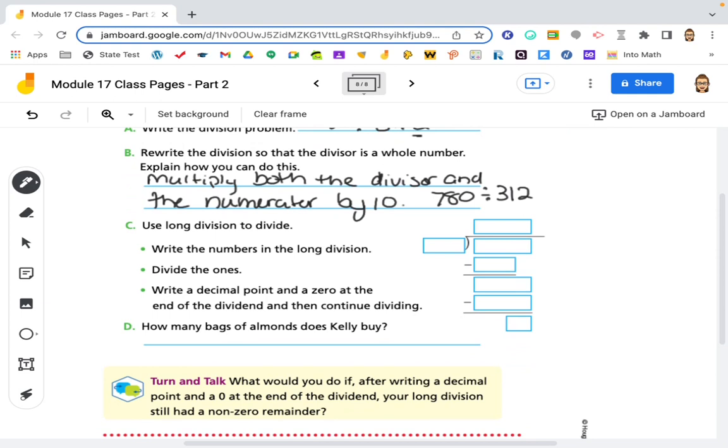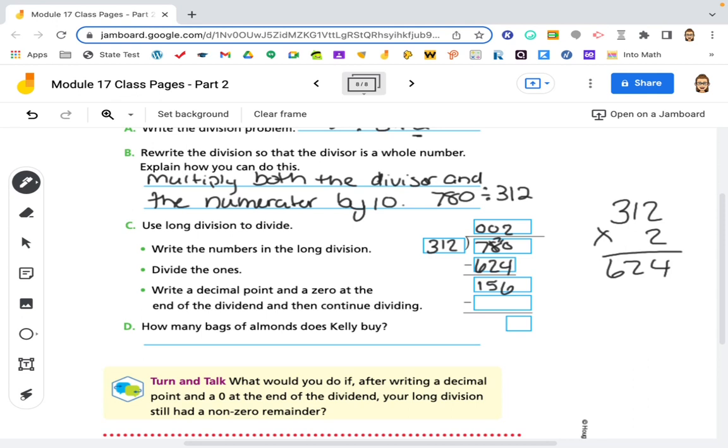So we're going to start here, 780, 312. So 312 doesn't go into 7, it doesn't go into 78, but it will go into 780 2 times. 312 times 2, we get 624. We subtract, we get 156.